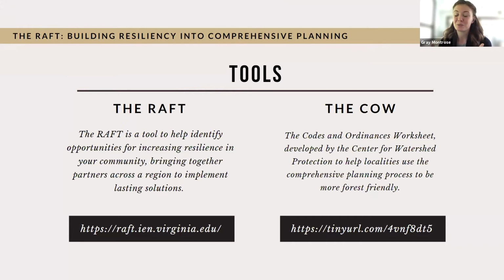But they've developed a tool called the Codes and Ordinances Worksheet to help localities use the comprehensive planning process to be more forest friendly. We're looking at tree canopy and how we can break through the sort of silos we get into in planning, using ordinances and code sections that might overlap to reach this goal of more forest cover. Another link right there, so you can go check that out. I think it's a neat project.